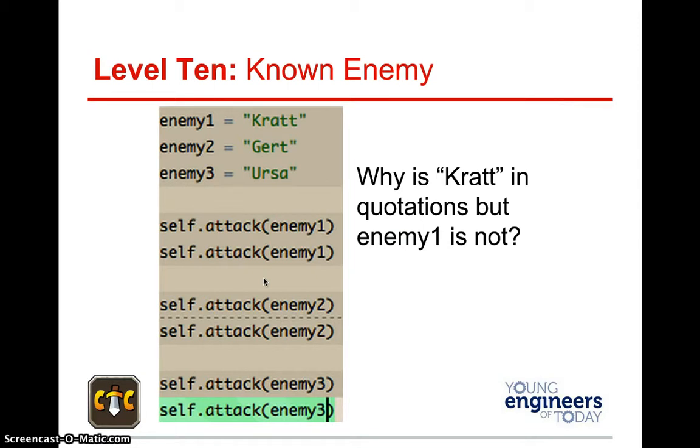Level 9, Dread Door loop, self.attack(door). Why is crate in quotations but enemy1 is not? Because crate is a string. It's very specific, and you made it a variable. So enemy1 equals crate.